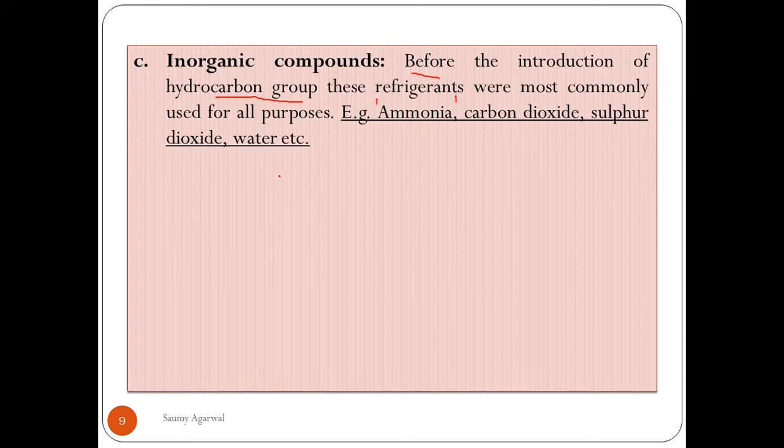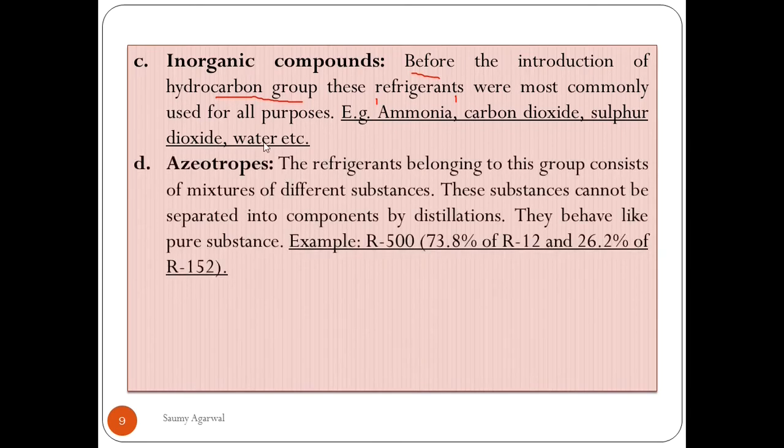Okay, so next classification, we have azeotropes. So this azeotrope is a mixture of different substances. It is not a single compound, but it is a mixture of different substances, but they do behave like a pure substance. So what is the meaning of pure substance? That the azeotropes have definite boiling points. Okay, they have a single boiling point. They do not boil over a range of temperature, but they have a single boiling point. Okay, but these substances, they do not separate by distillation.